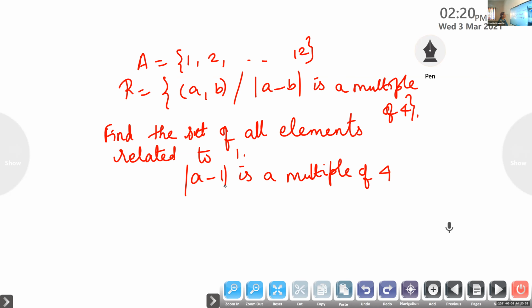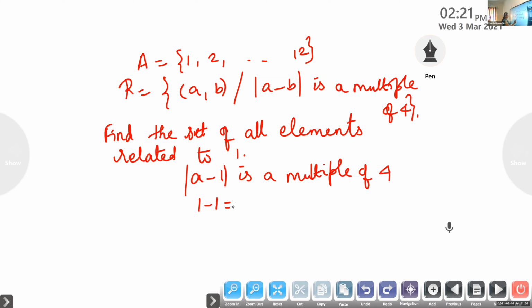All the elements related to 1 means A minus 1 is a multiple of 4. So can you give the elements which are related to 1? The set of all elements which are related to 1, what will you get? A is the set containing 1, 2, etc. up to 12. So you take each element. You give A as 1, A as 2 and find out which all the elements will be in the set.